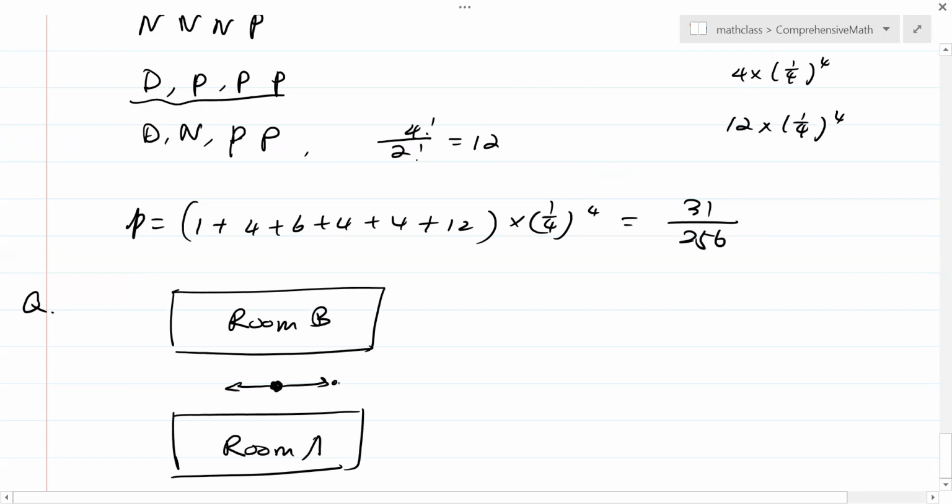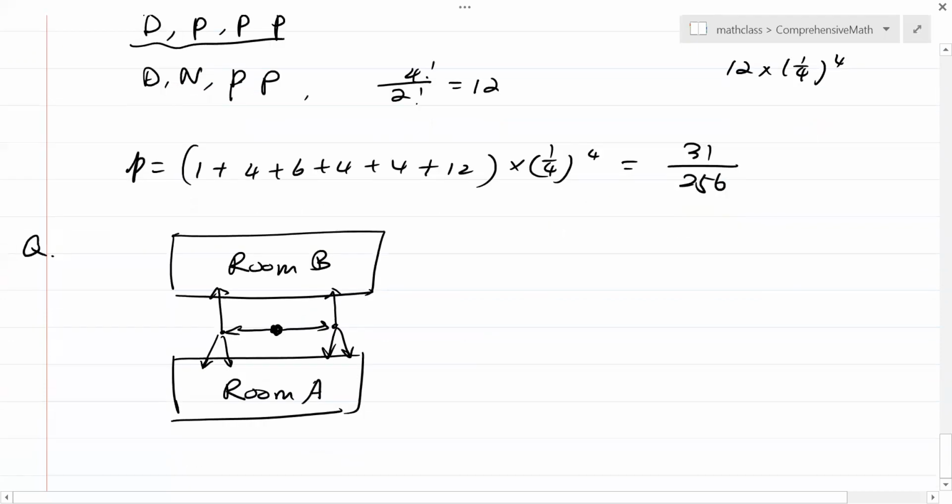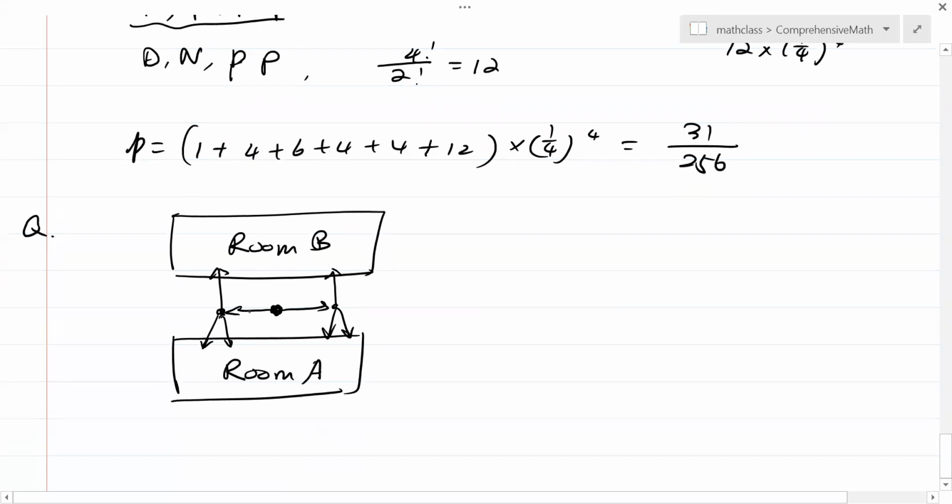If you go to the right, then they have two tunnels to room A, one tunnel to room B. If you go to the left, that's one tunnel to room B, two tunnels to room A, okay? So it's like an underground, for example, right? So you don't see it.